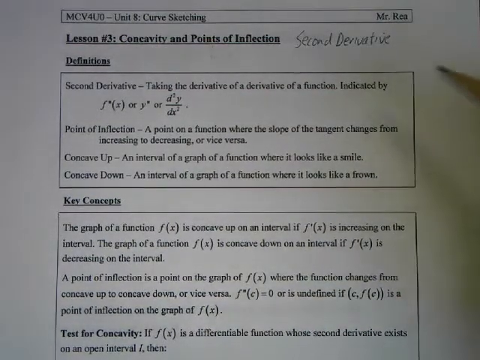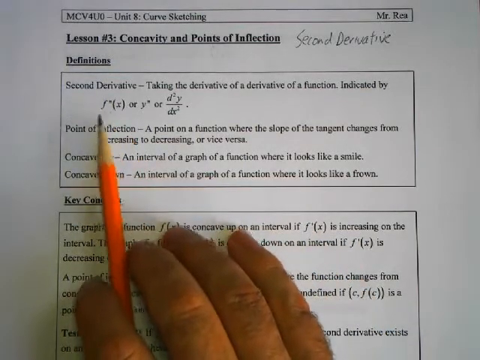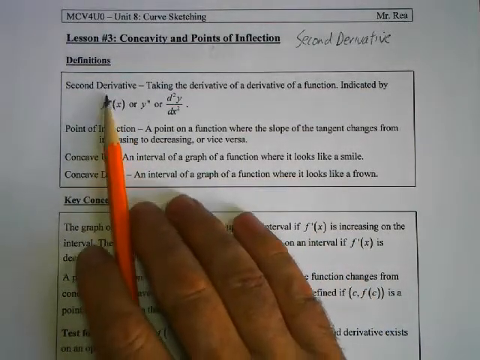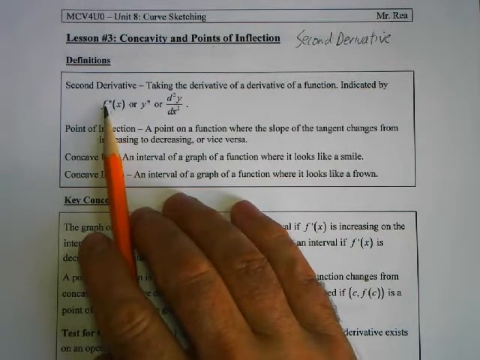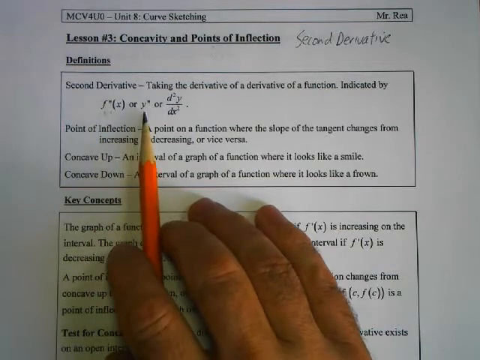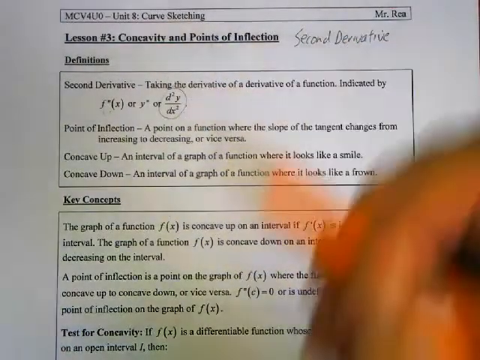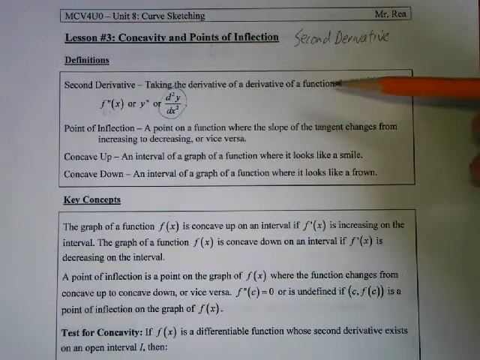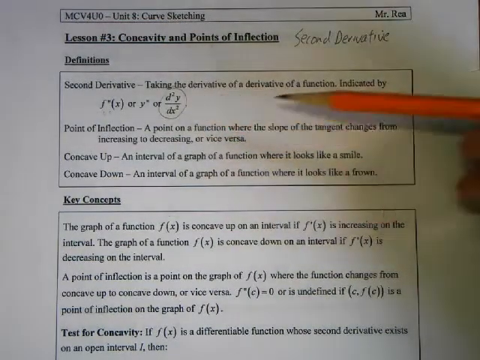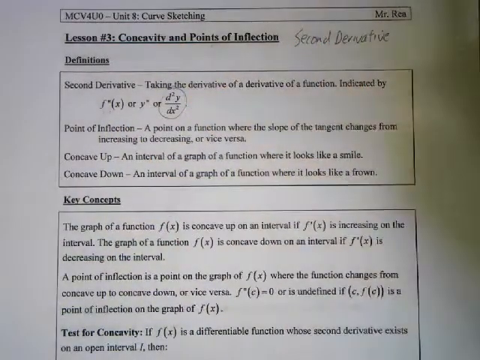So let's get back to the lesson. In terms of the notation for second derivative, we've seen this before when we did velocity and acceleration. The second derivative has the double prime: f double prime of x, or y double prime, or the Leibniz notation. I just want you to be able to recognize that d2y over dx squared is the same thing as the second derivative in function notation.